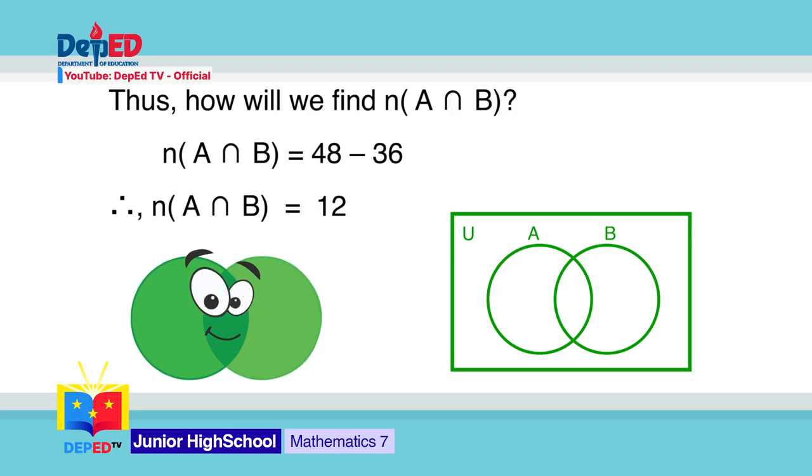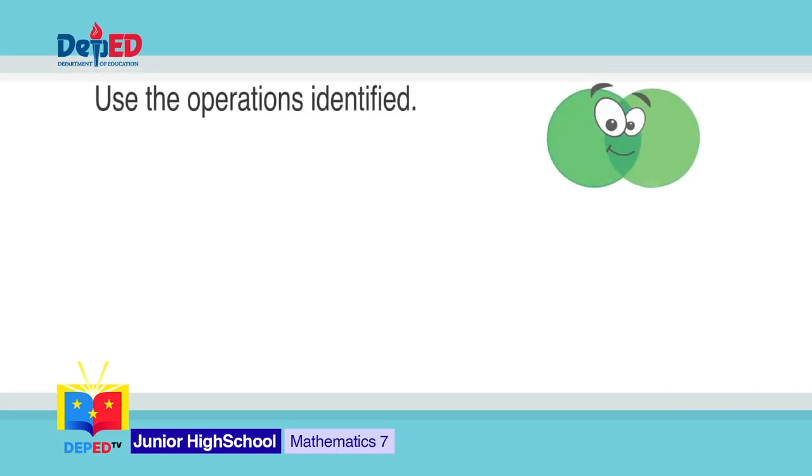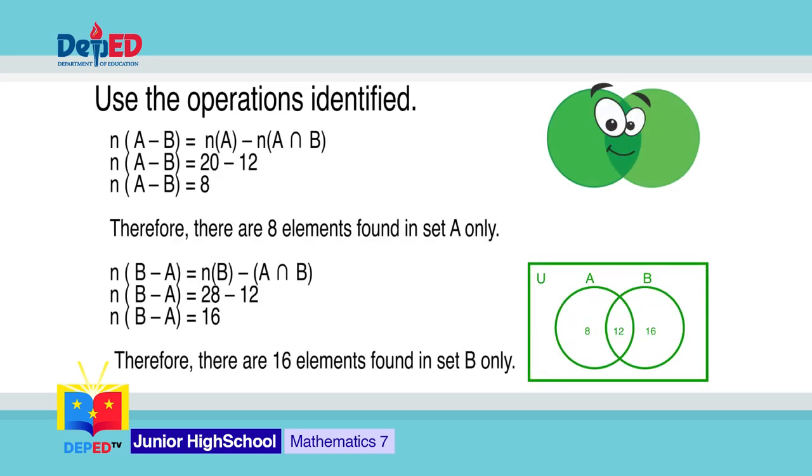After this, we can go to the fourth step. And what is the fourth step, Ben? Use the operations identified. Yes, you may check if it is the answer by going back to the Venn diagram in step 2. To get the cardinality of the set, which refers to A only, we need to find the difference of n of A and n of A intersection B. So, n of A minus B is equal to 20 minus 12. Therefore, n of A minus B is equal to 8.